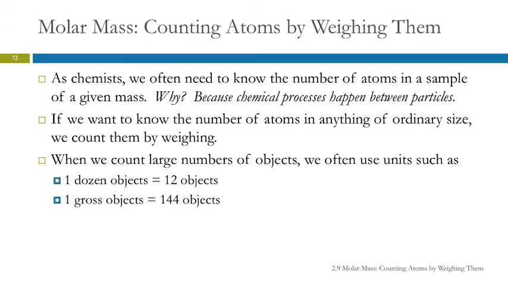Okay, molar mass. So we often need to know, as chemists, how many atoms are in this sample that we have. The reason that we need to know that is because chemical processes happen between particles. When you make a water molecule, it's 2 hydrogen atoms and 1 oxygen atom. It's exact numbers of particles. And so when we look at larger quantities, we're still referring to numbers of particles.